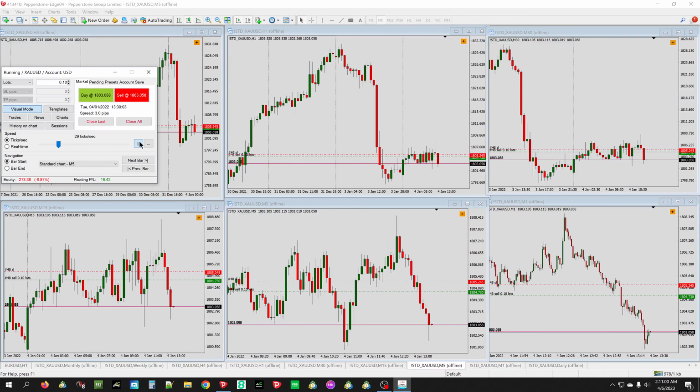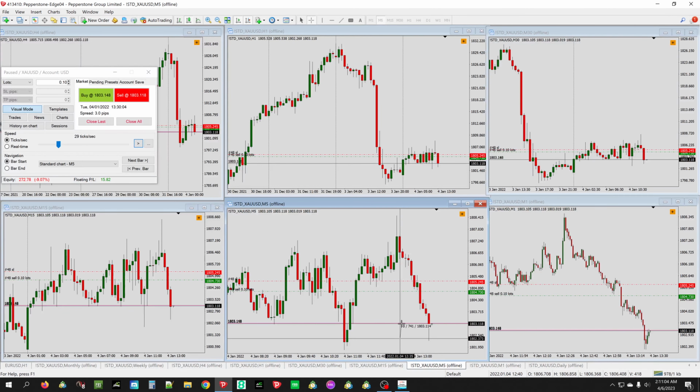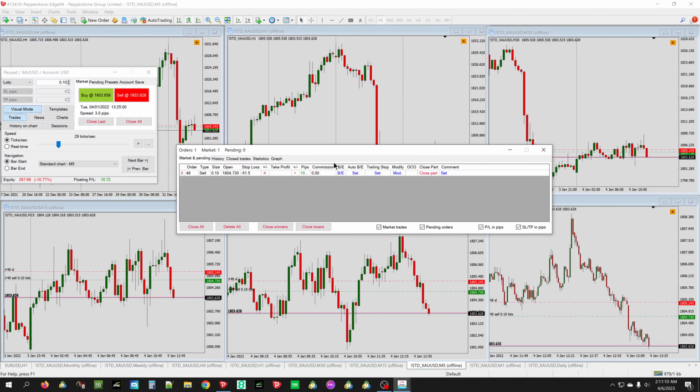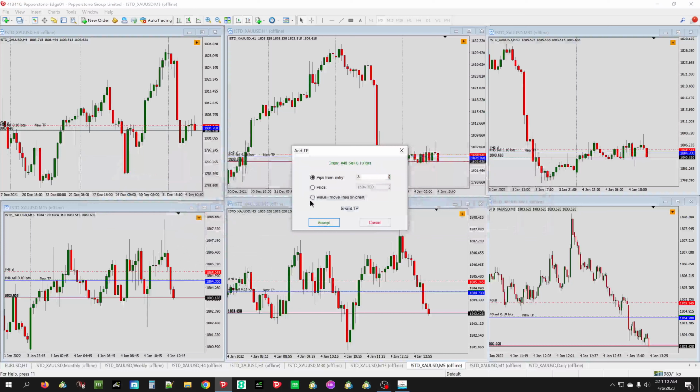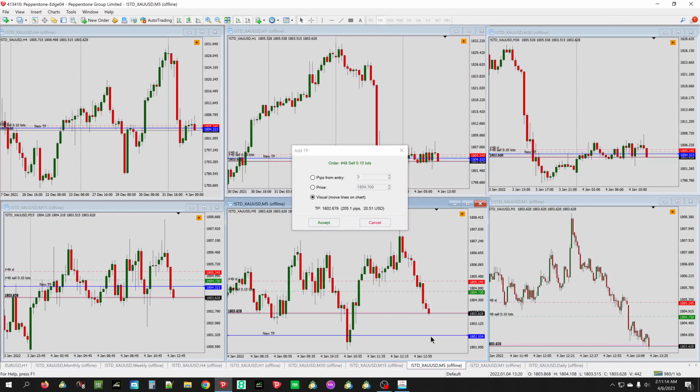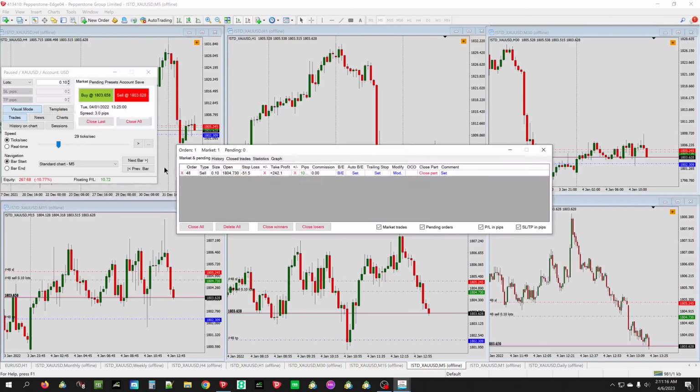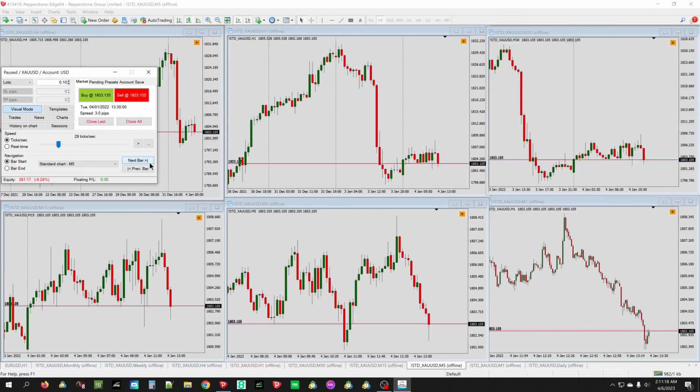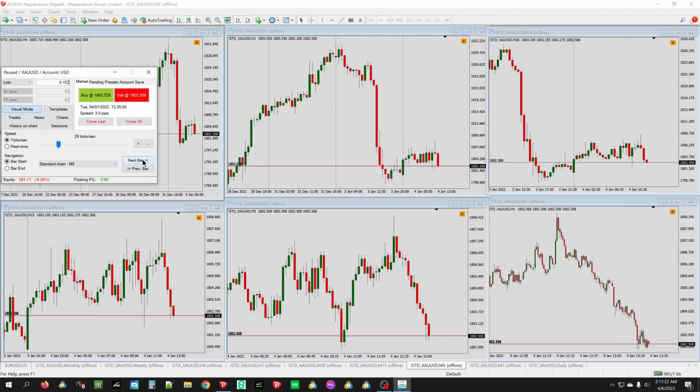Alright, I am forwarding this by one candle. We have approached our potential take profit zone, and I should adjust my TP at this area, and I will just fast forward. Alright, TP got hit. One more candle, and the M30 candle has closed bearish below all these areas.